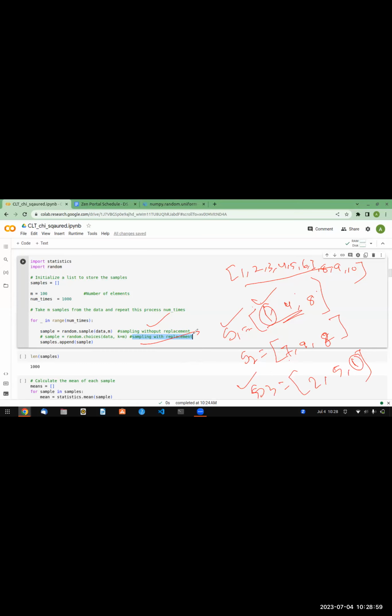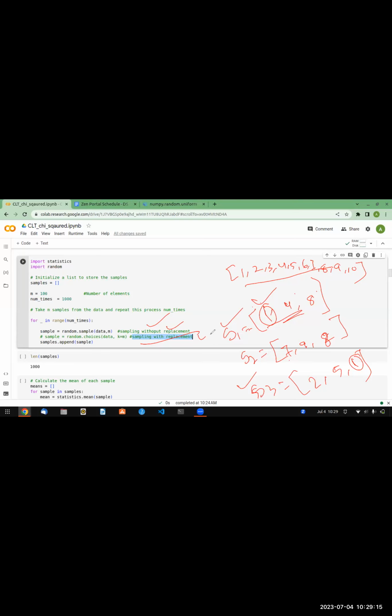Did you get this concept? But that won't affect the result, right? With or without replacement, that won't give us any. We are not talking about the result, that is a totally different thing. But these two concepts, sampling with replacement and sampling without replacement, that's clear.